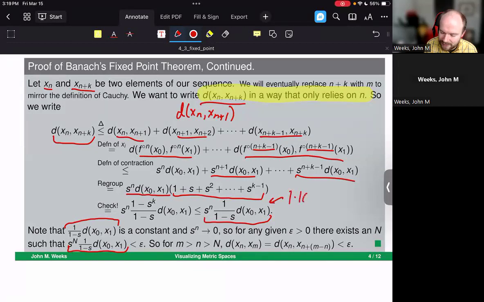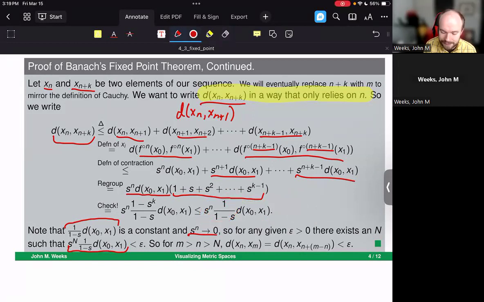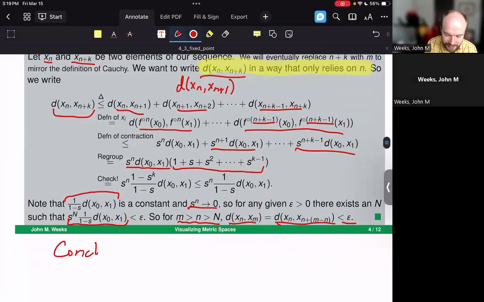This could have been 1 times 10 to the million, right? Or however big it needs to be. But because s to the n goes to 0, I can eventually get this value to be 1 over 10 to the 1,000. And then I can gauge the same thing by 1 over 1 minus s and continue to make s to the n smaller and smaller as needed so that this is eventually going to be less than any epsilon that I might choose beforehand. So for m being greater than n being greater than big N, this distance is going to be less than epsilon. And we can conclude from that the sequence x of n is Cauchy.